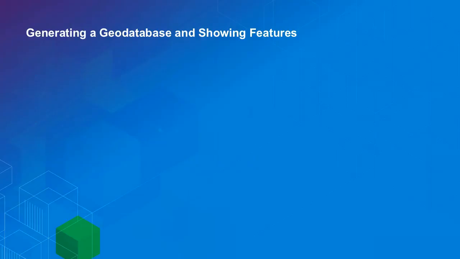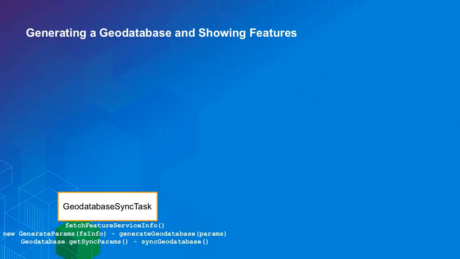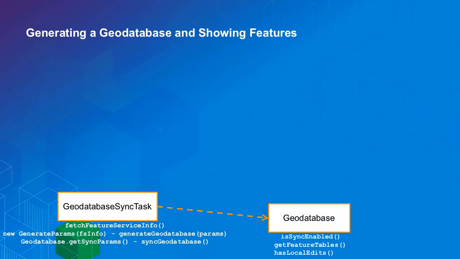So how does that actually work in code? Let's have a look at some pseudocode here. You start with a task. That's the way that we do a lot of our operations, our long-running asynchronous operations with the server. We work with tasks. So we have the geodatabase sync task. You can start creating your parameters object for the sync task, like the extent, what feature classes you want. And when you tell the sync task to go and fetch the features, it gives you a geodatabase.